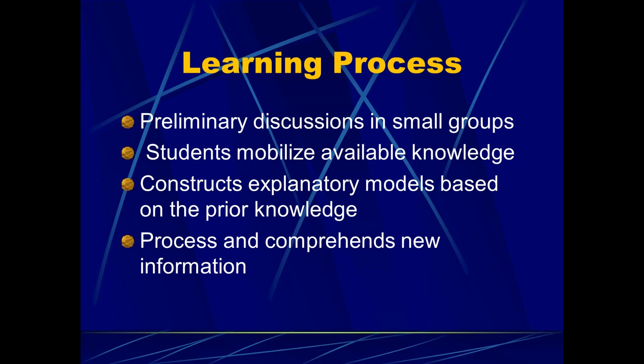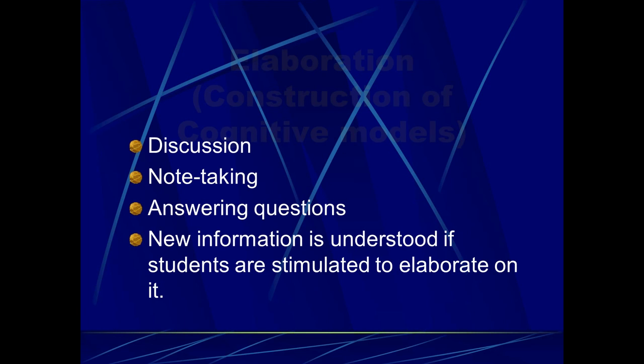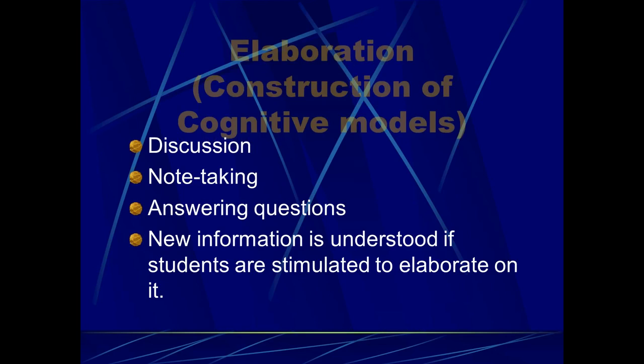Let us see the learning process. Preliminary discussions happen in small groups, maybe 3 or 4 or 5 depending on the class size. Students mobilize available knowledge, what they learned in various courses, and put it together. They construct explanatory models based on prior knowledge. They process and comprehend new information.